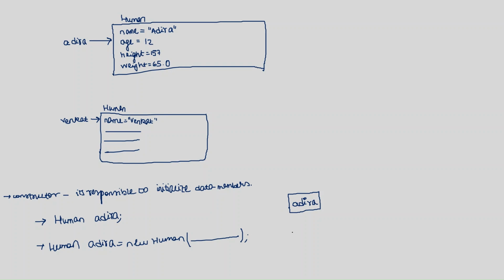And in the second line, what we get to see is we have this reference variable Adira, which is pointing to a memory location in the heap where we have created a human instance with the name Adira. You know, the name, weight, height, and the age. So all of these parameters. So there is a difference in declaring something and then actually instantiating an object of that particular type.